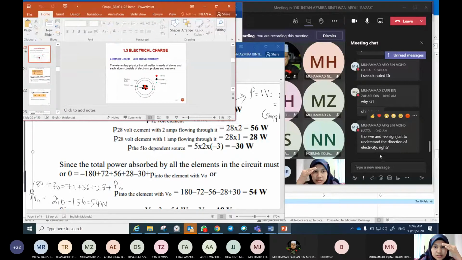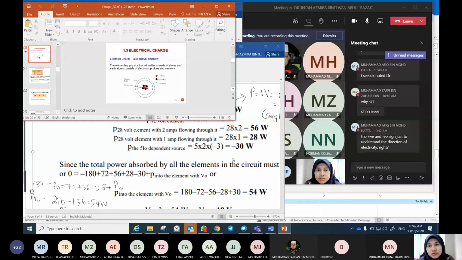The negative sign is just to understand the direction of electricity, right? The positive, okay, bear in mind that all power sources, like current source and voltage source, have a negative sign of power. Right, negative and positive to understand the direction of electricity. But this negative and positive power is basically only used in this chapter because we want to introduce the principle of power.